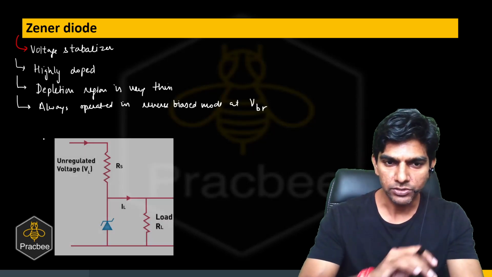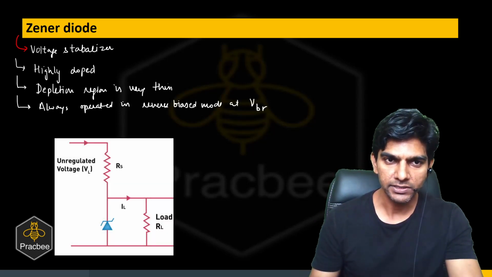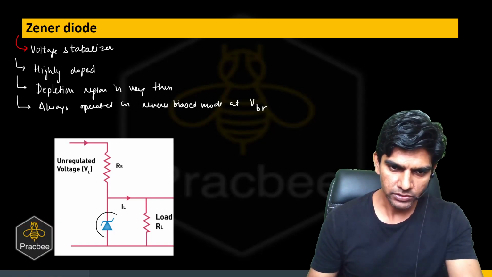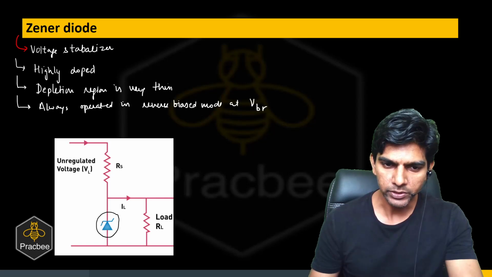So let us see a basic diagram for the Zener diode. Can you see there is a diode which does not look like a standard diode, right? Can you see the symbol? There are two additional lines. So basically this is the symbol for the Zener diode.